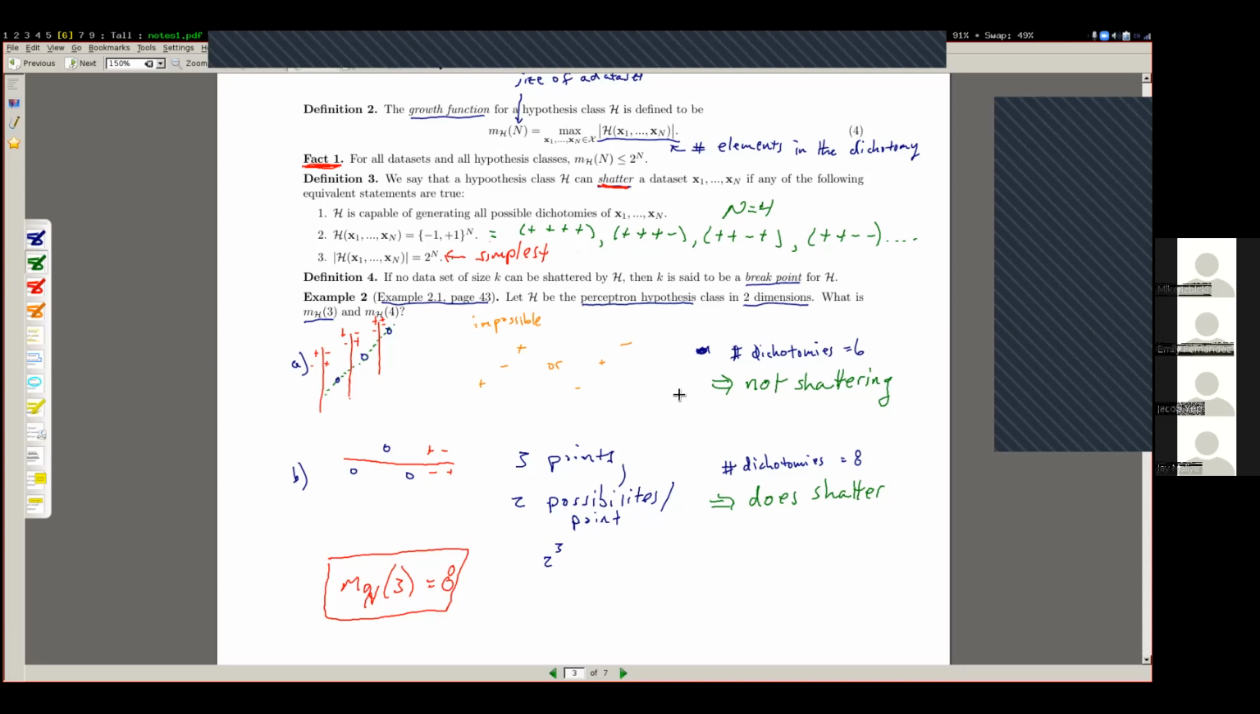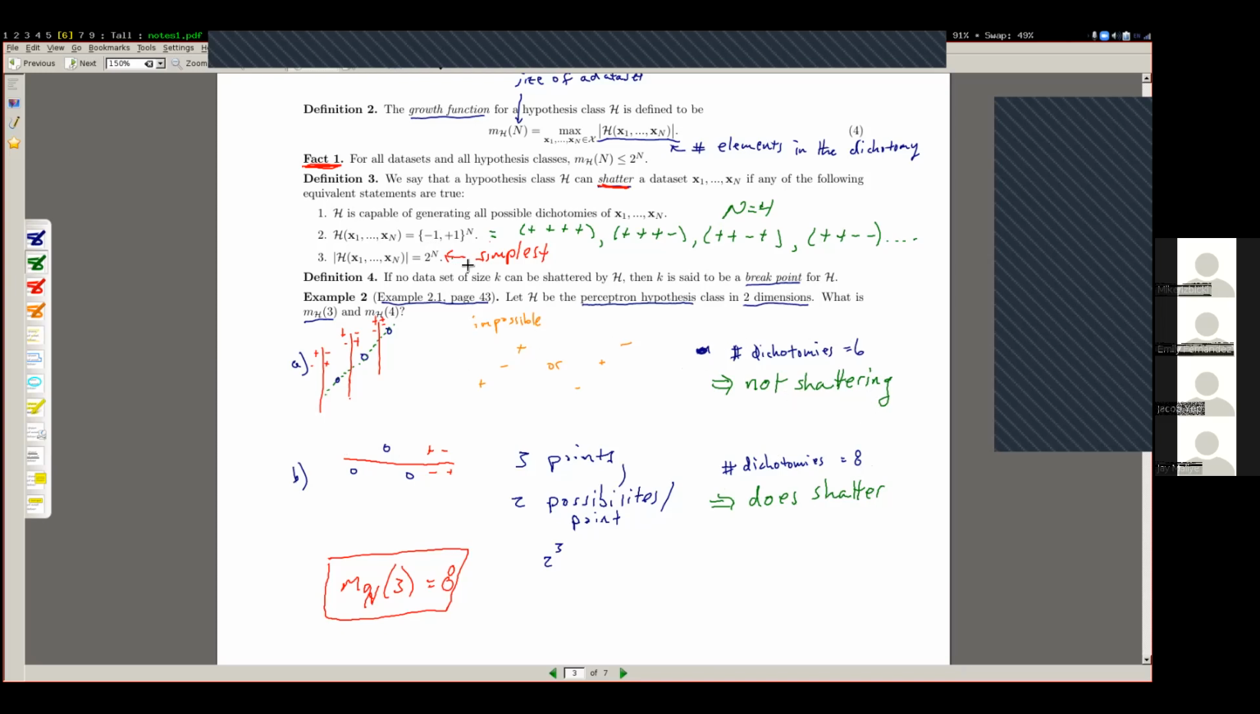Question? Looking at definition 4, does that mean that...? Let's pause that. Question? How can we tell if it does or does not shatter? The question is, how do you know if it shatters or doesn't shatter? The easiest way, the thing that I always do to check, is whether the number of dichotomies is equal to 2 to the n. Here, the number of dichotomies is 8. 3 points, 2 to the 3 equals 8, so it does shatter. This one, this 6 is less than 8, so it does not shatter.